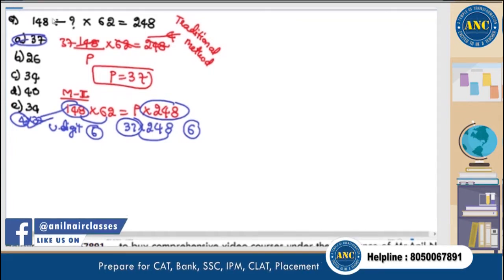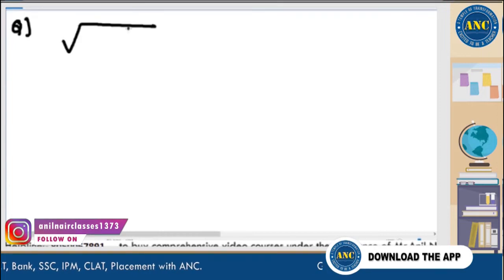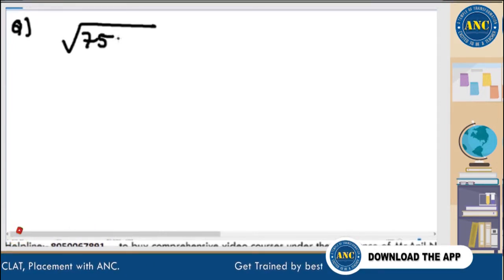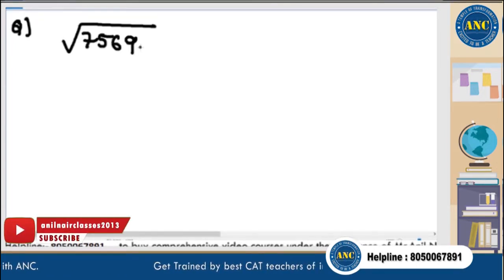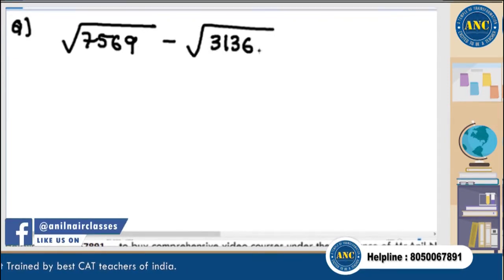Write down one more. Again, an original competitive exam question. Square root of 7569 minus square root of 3136.